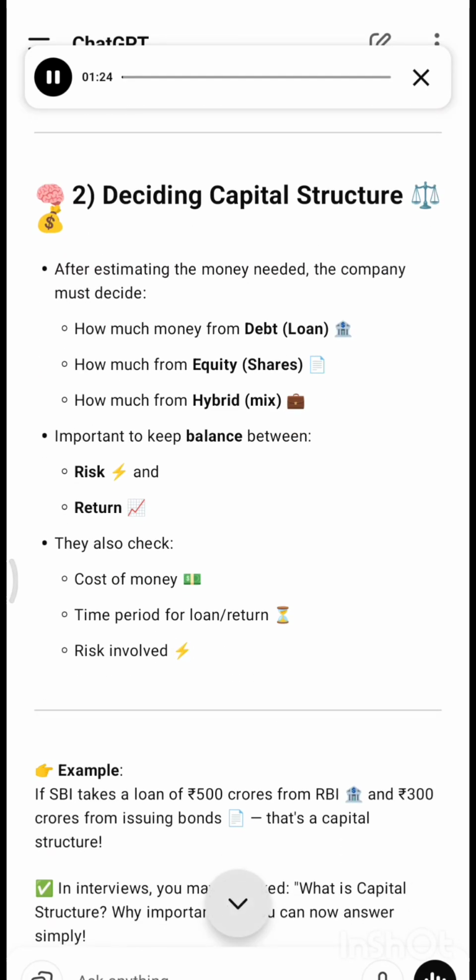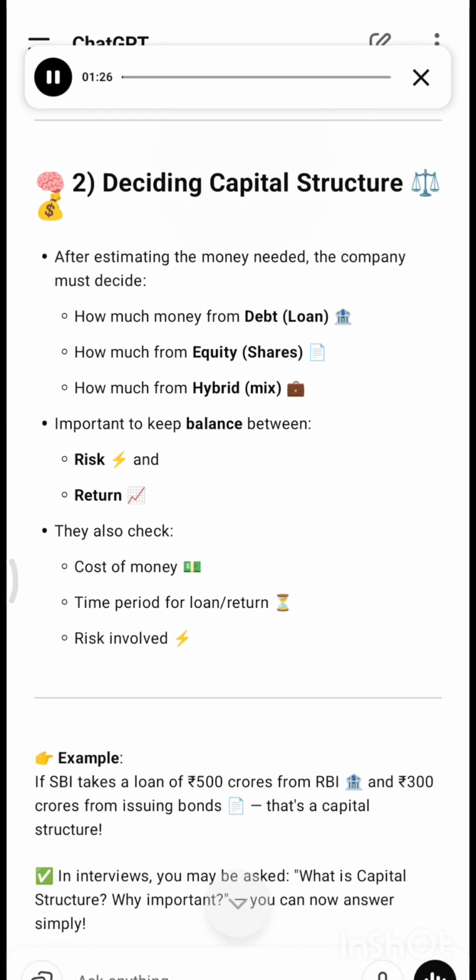2. Deciding capital structure. After estimating the money needed, the company must decide how much money from debt loan, how much from equity shares, how much from hybrid mix. It is important to keep balance between risk and return. They also check the cost of money, time period for loan return, and risk involved.